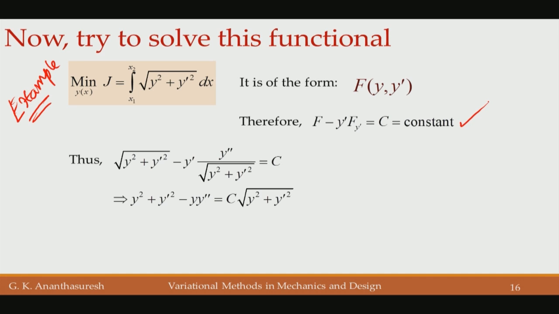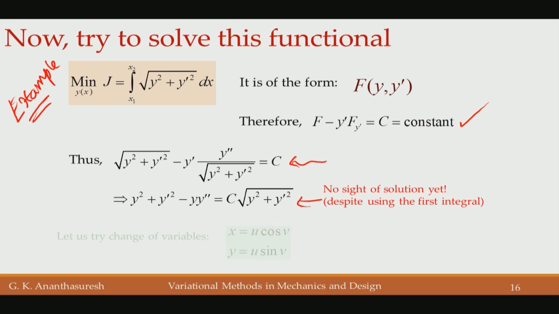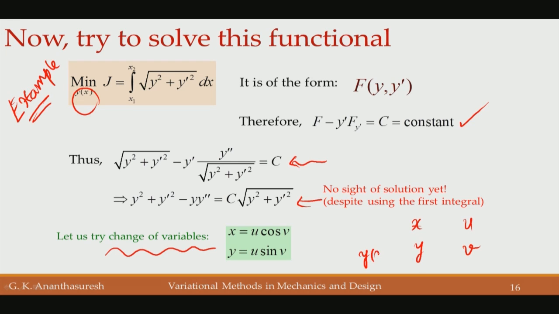Okay. If we work out this simplification, you will get to a form like that. It is still not anything to write home about. No sight of solution yet, we do not know how to solve it, it just became a simpler looking equation, but we do not know whether this has an easy solution or not. So, what we do is we try a change of variables. Okay. So, this is a problem where you have to find y of x. So, instead of taking x and y, we take u and v. We had y of x here, but we will take v of u.